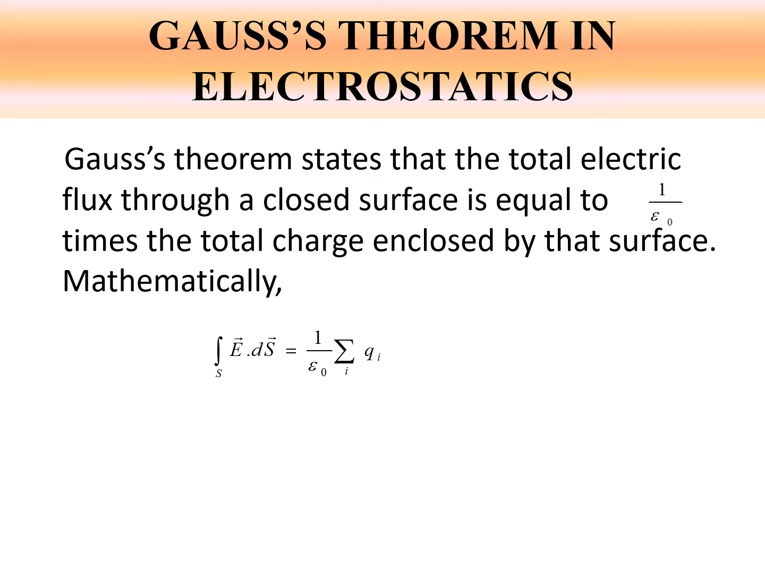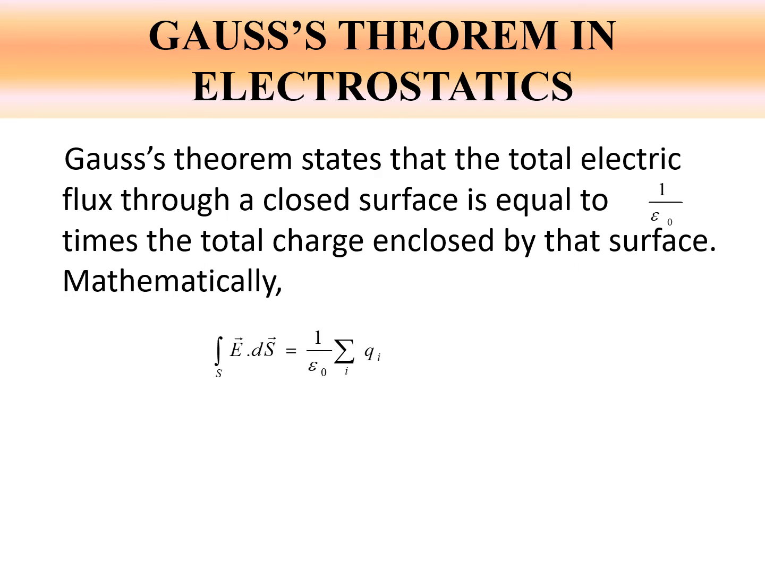After knowing the idea of electric flux, let us now look at the definition of Gauss's theorem in electrostatics. Gauss's theorem in electrostatics states that the total electric flux through a closed surface is equal to 1 by epsilon naught times the total charge enclosed by that surface. Mathematically, it can be represented by the expression integration of S E vector dot ds vector is equal to 1 by epsilon naught multiplied by summation over all charges inside the closed surface.